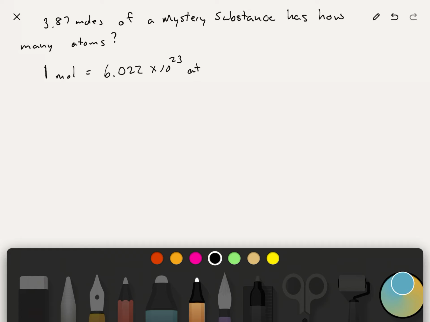equals 6.022 times 10 to the 23rd atoms. Avogadro's number.